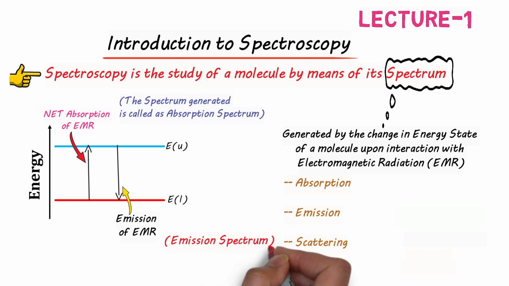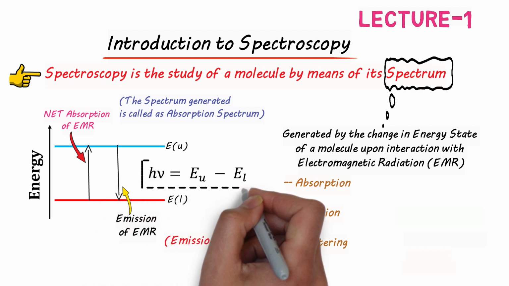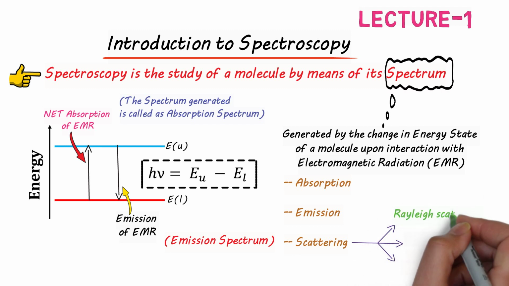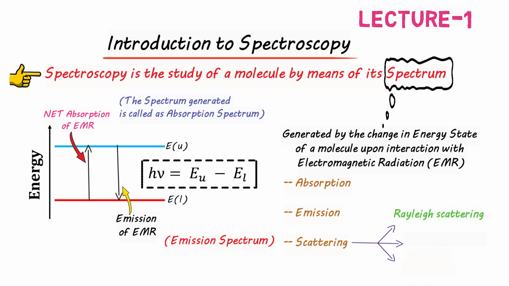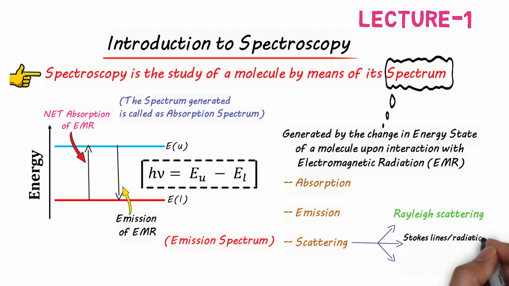The transition from lower energy state to the higher energy state or from upper energy state to the lower energy state is governed by Bohr's frequency condition. That means h nu will be equal to energy of upper state minus energy of lower state. Moreover, when light is interacted with matter or a molecule, scattering can take place. If the light with a given frequency strikes the molecule and gets deflected with the same frequency, then the scattering is called as Rayleigh scattering. If the energy of that radiation gets decreased once scattered from molecule, it's called as Stokes lines or Stokes radiation. And if the energy of radiation gets increased upon scattering, we call that anti-Stokes lines or anti-Stokes radiation.